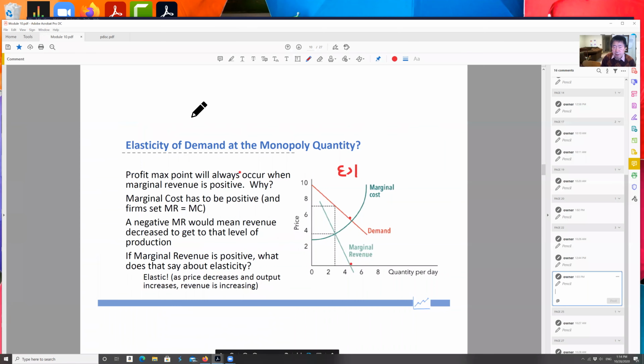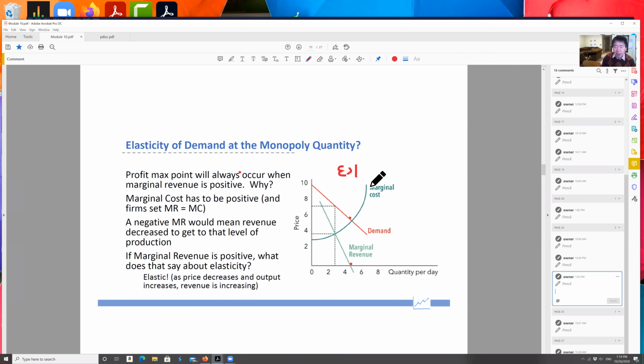Okay, do you all see the screen? Elasticity of demand at the monopoly quantity. If you don't see, let me know.